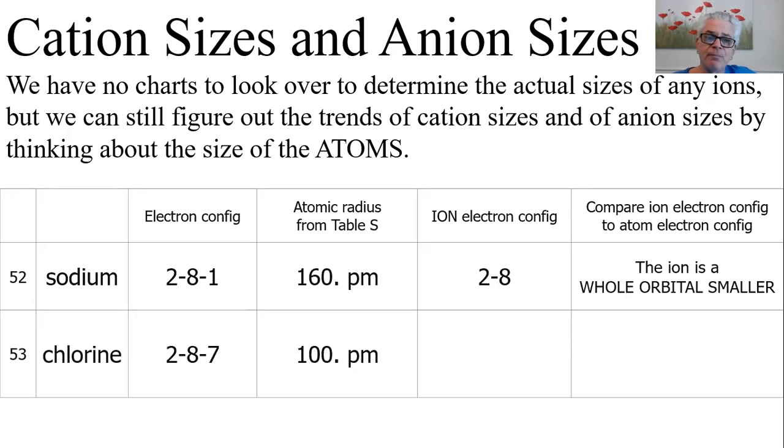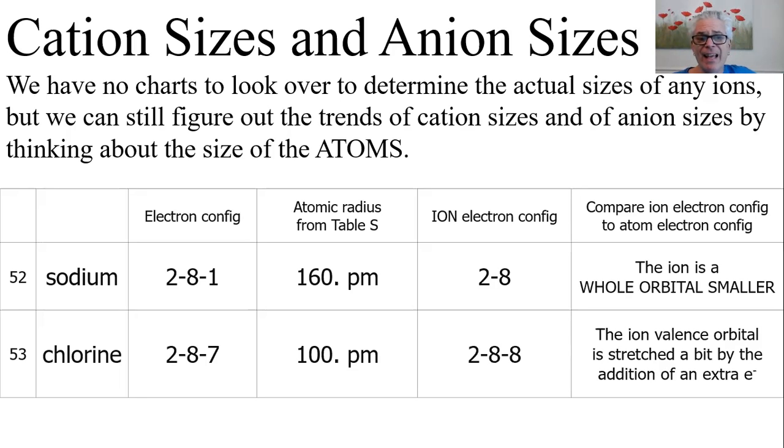What about chlorine? Chlorine is going to gain an electron. And now this valence orbital has 8 electrons instead of 7. They're all going to repel each other, and it's going to stretch just a little bit more. So anions are all a little bit bigger than their atoms because that extra electron in the outer orbital stretches it out to its maximum size. Cations are way smaller than their atoms. Anions are slightly bigger than their atoms. This is a good example.